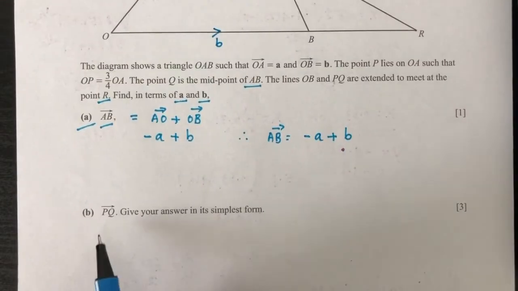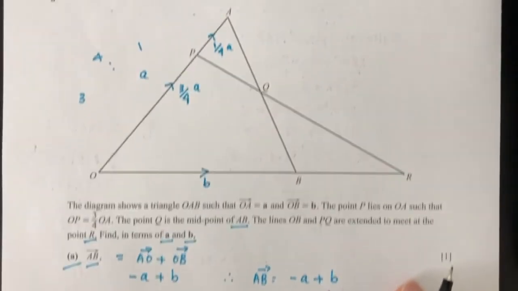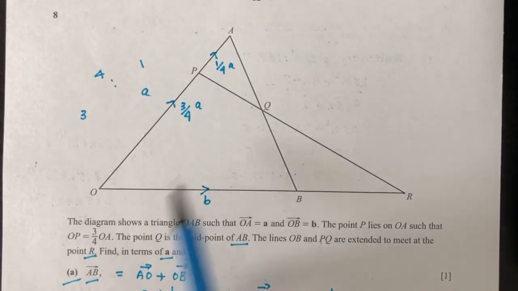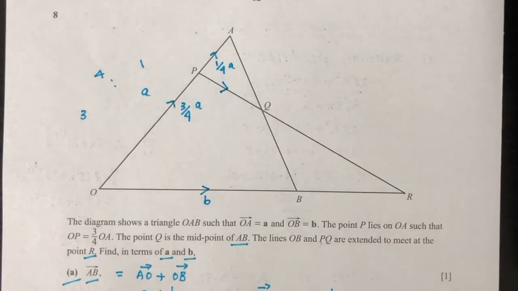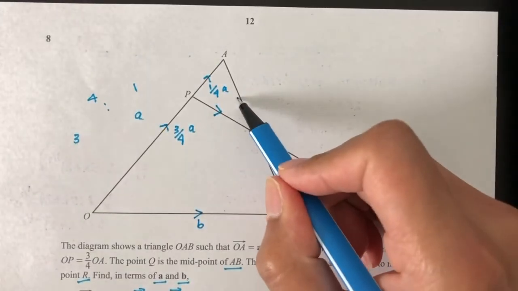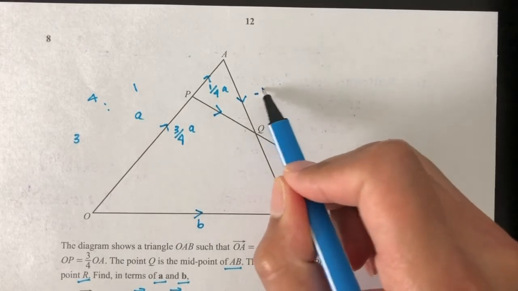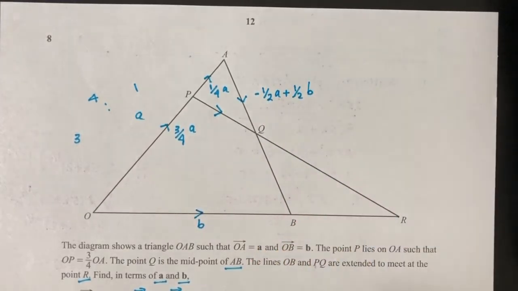Now part B, find PQ, giving your answer in its simplest form. So how would you find PQ? So PQ will be this one. Since we know that Q is a midpoint of AB, and you know AB, you know that AQ will be half of AB, which is minus half of A plus half of B.